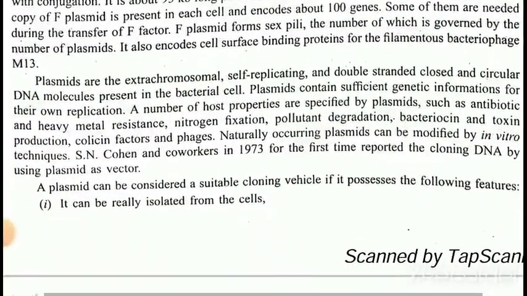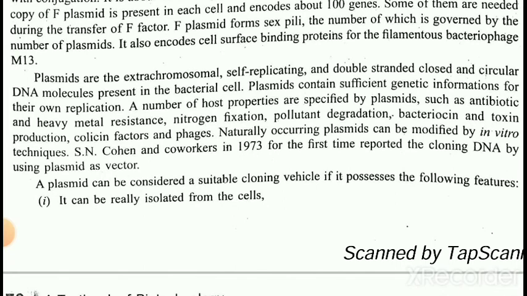Plasmids are extrachromosomal, self-replicating, double-stranded, closed and circular DNA molecules present in the bacterial cell. Plasmids contain sufficient genetic information for their own replication. A number of host properties are specified by plasmids, such as antibiotic and heavy metal resistance, nitrogen fixation, pollutant degradation, bacteriocin and toxin production, chelating factors and phages. Naturally occurring plasmids can be modified by in vitro techniques. S. N. Cohen and co-workers in 1973 for the first time reported the cloning of DNA by using a plasmid as a vector.